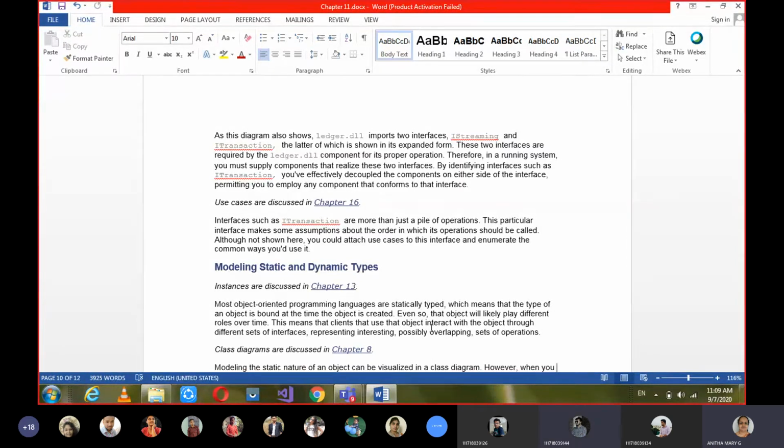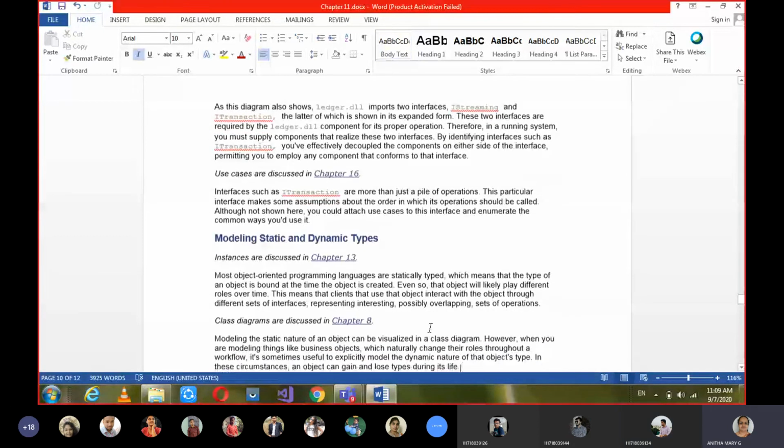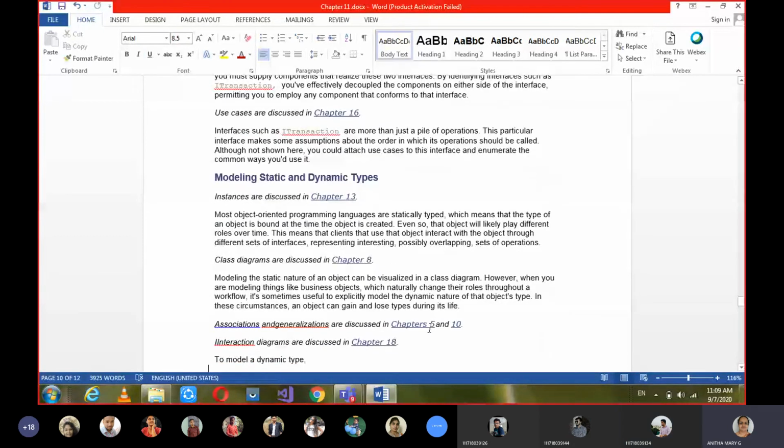Static means we cannot change them. Dynamic we can change. Yes, that is fixed and this keeps changing. Good. So the next example, modeling static and dynamic parts of a system.